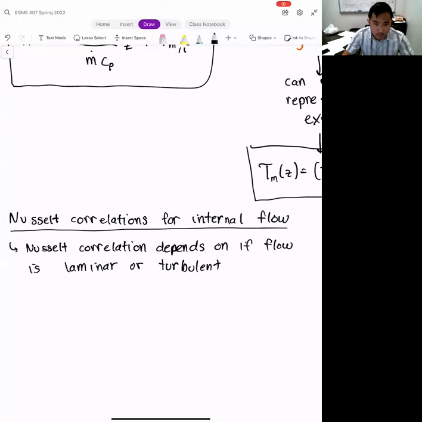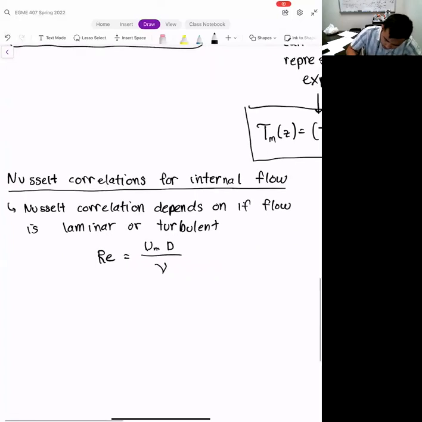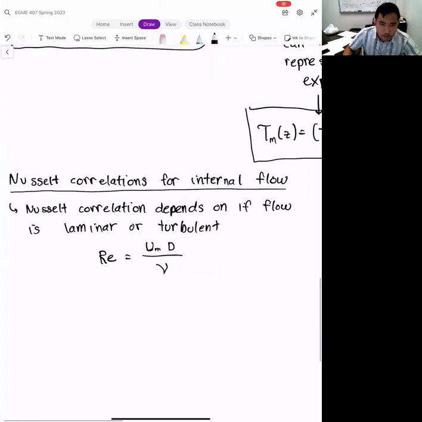Remember, the way we determine whether a flow is laminar or turbulent is we compute the Reynolds number. For internal flows, the Reynolds number is the mean velocity multiplied by the diameter, divided by the kinematic viscosity, where a lot of times you're going to have to compute the mean velocity based on either the volumetric flow rate or the mass flow rate.